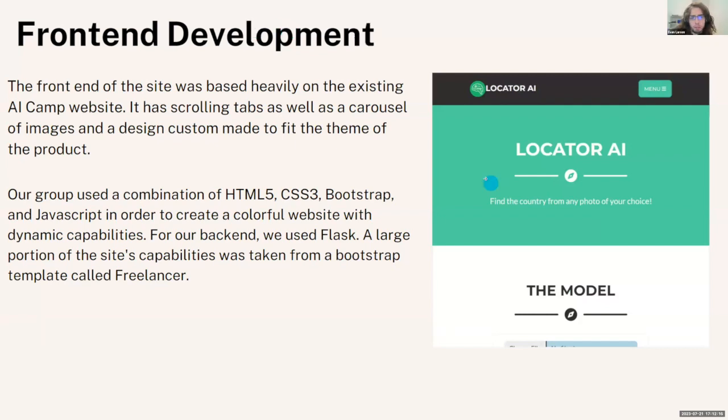For our front end, we based the theme heavily on the theme of the AI Camp website, and we made carousels and images for the model. Our site was made with HTML, CSS, Bootstrap, and JavaScript, and we used Flask for the backend. It was made from a template called Freelancer off of Bootstrap.